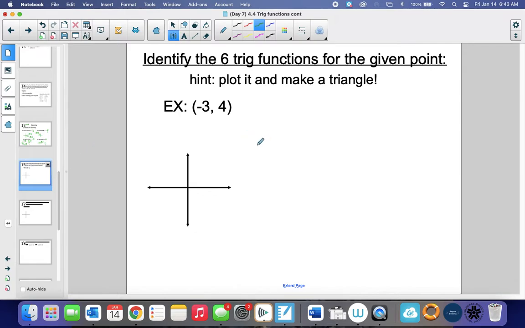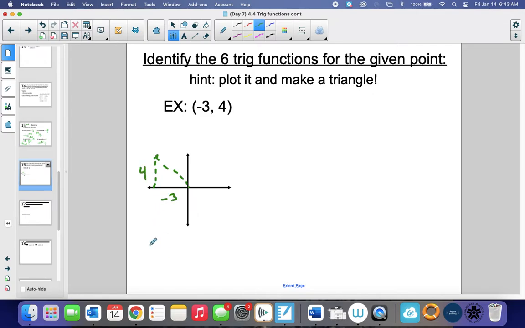So the new thing today is really just combining what we know into different ways of writing things. So this is: identify the 6 trig functions for the given point, plot, and make a triangle. If I plotted the point negative 3, 4, I'd go negative 3 in the x direction, 4 in the y direction. If I make that triangle, my x value is negative 3, my y value is 4.